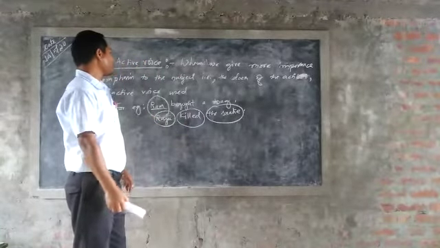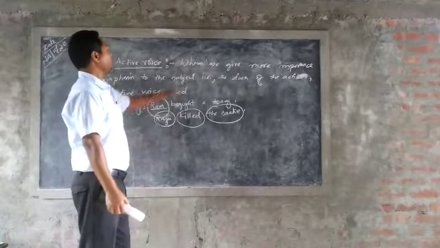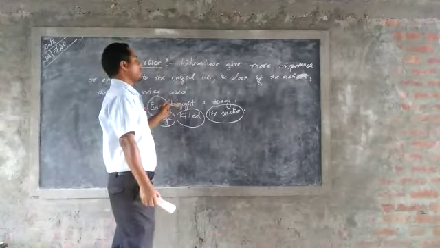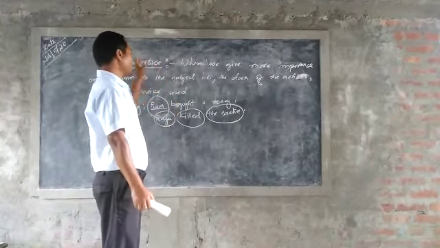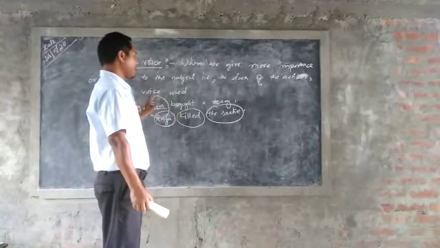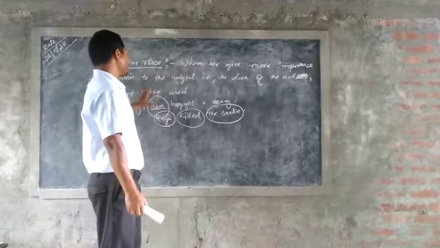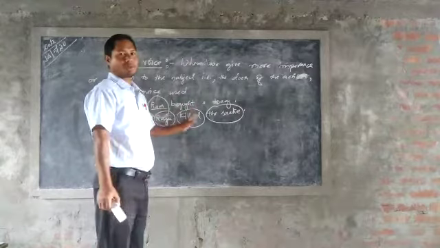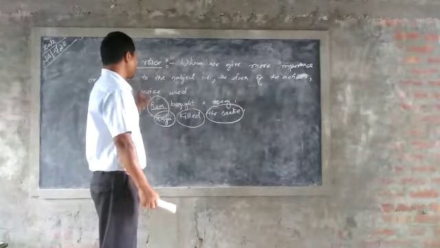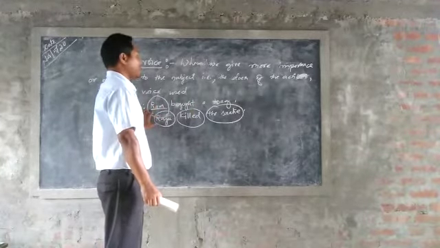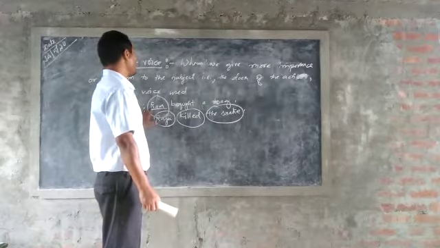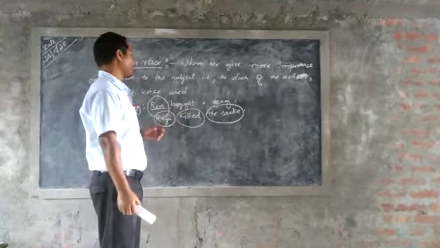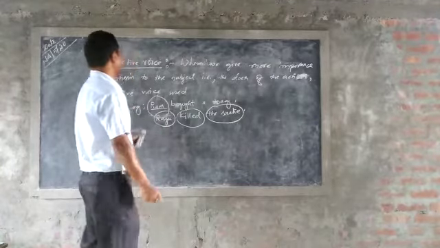I hope this active voice is clear. So how do we come to know that a sentence is active voice? We need to know whether the sentence began from the subject or not. If the sentence began with the subject, then we should know that that sentence is an active voice sentence.